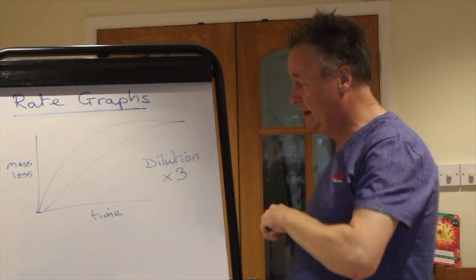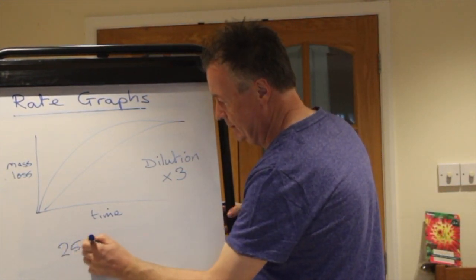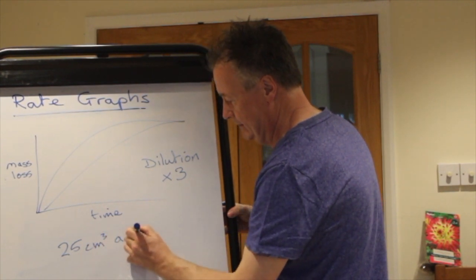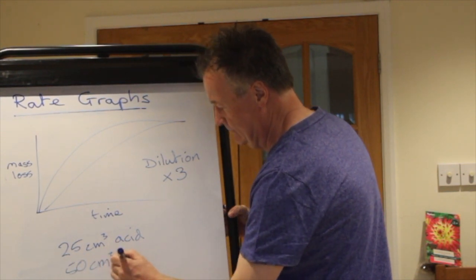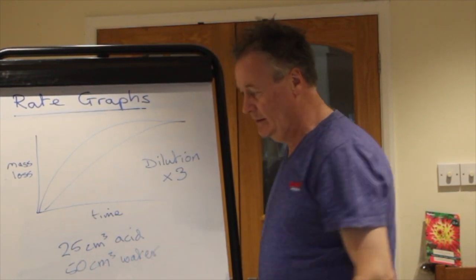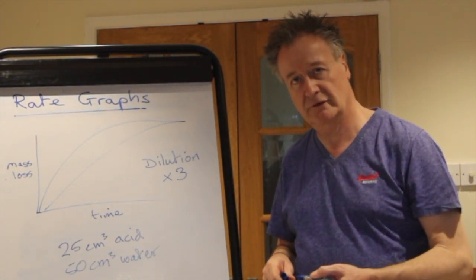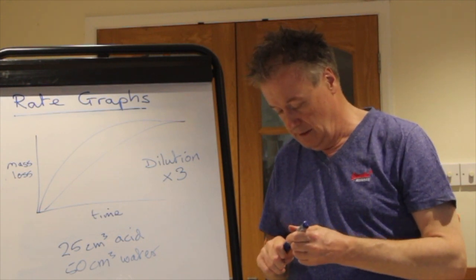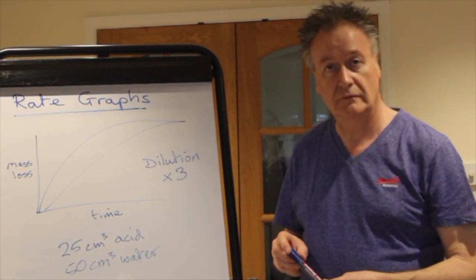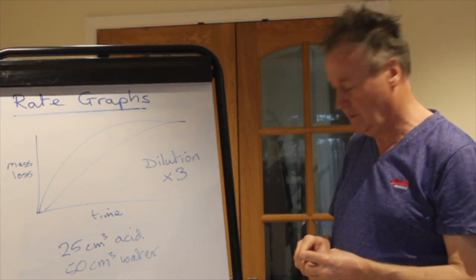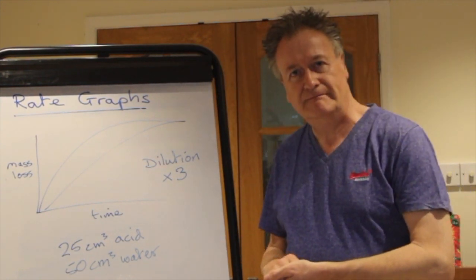So it would have been that to dilute it by 3, the example would be 25 centimetres of acid, 50 centimetres of water. That makes it 3 times weaker, so that's a 3 times dilution. And then there were the other answers. Well, those will be mark-them-yourself questions, which means there's only one thing left to do.